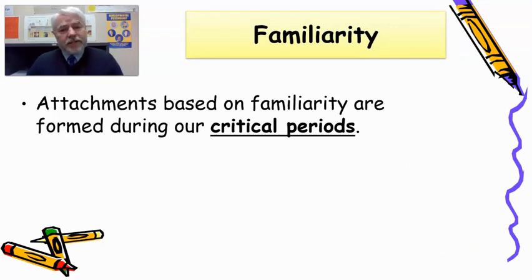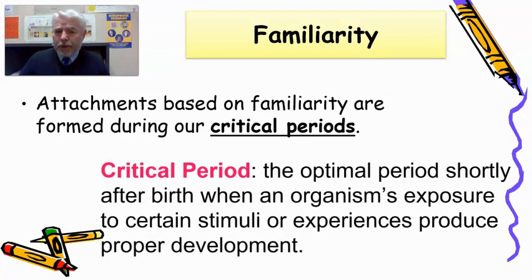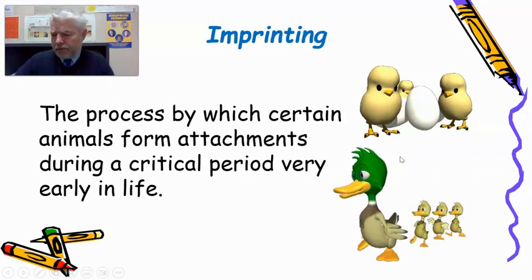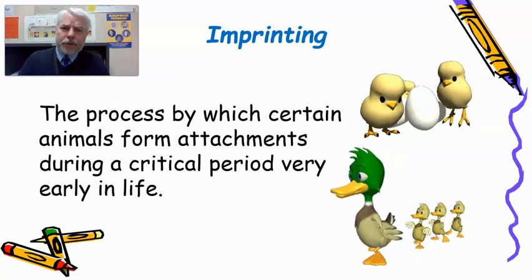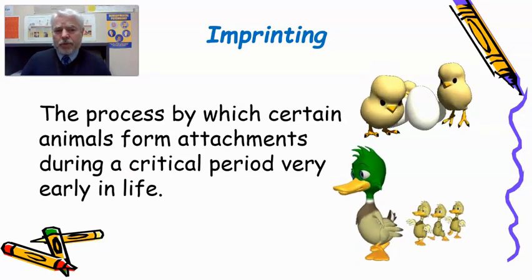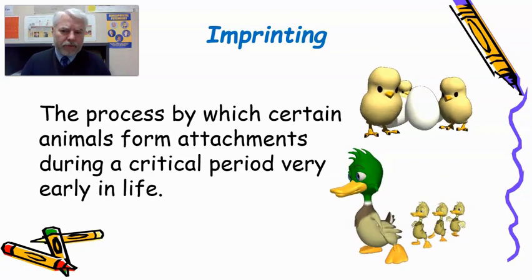Familiarity breeds the attachment, and this can occur during critical periods of development. A critical period is the optimal period shortly after birth when an organism's exposure to certain stimuli or experience produces proper development. And in the case of attachment, it really is all about early childhood. In the animal kingdom, there's a concept known as imprinting, a process by which certain animals form immediate attachments during a critical period early in life.